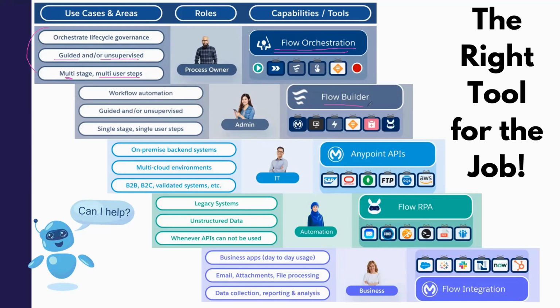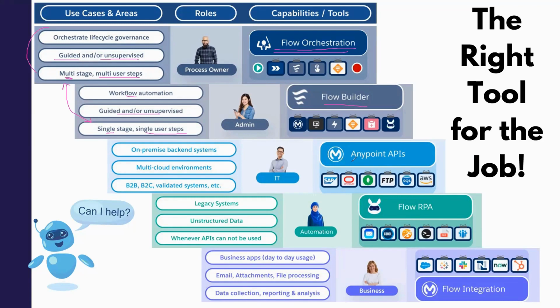Then flow builder. Okay. Workflow automation, again, guided or unsupervised, because you could do a screen flow if you wanted to have it interactive. A single stage, a single user step. Look at the difference between them. So exam relevant, when you see multi-stage versus a single stage, single user step, that's going to lean you towards one product or another, whether you're going to use flow builder or you need to use flow orchestration.